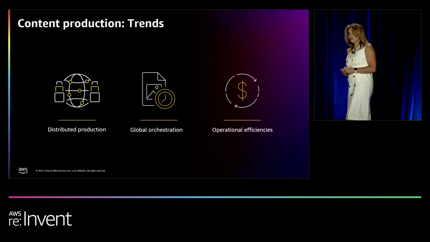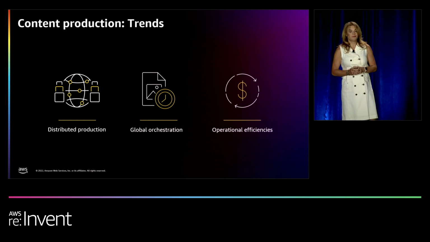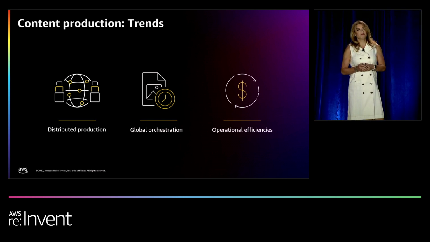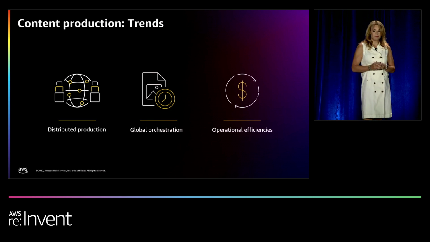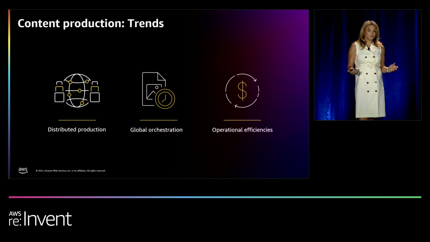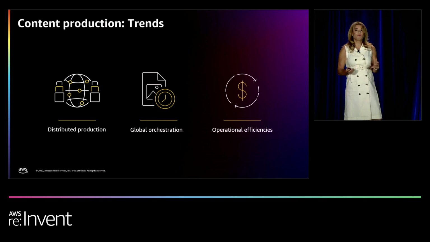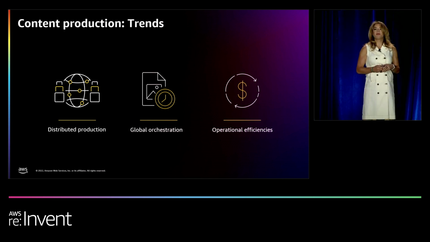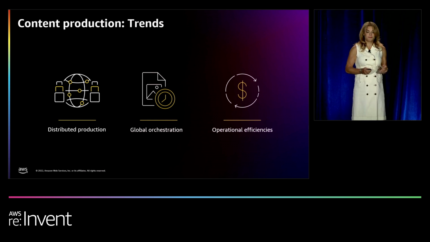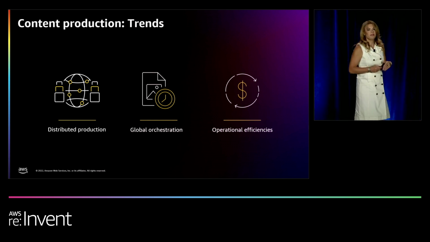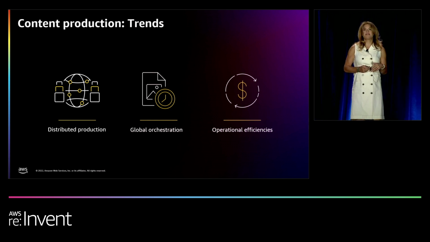So talking through some trends that we're seeing in content production. Distributed production, no better example being The Lord of the Rings of Power, with artists all over the world. But those sorts of workloads and distributed workforces require global orchestration. And that's where things like Company 3's Synapse platform comes in. And then finally, all of the above creates operational efficiencies that stem from process and technical efficiencies as well.